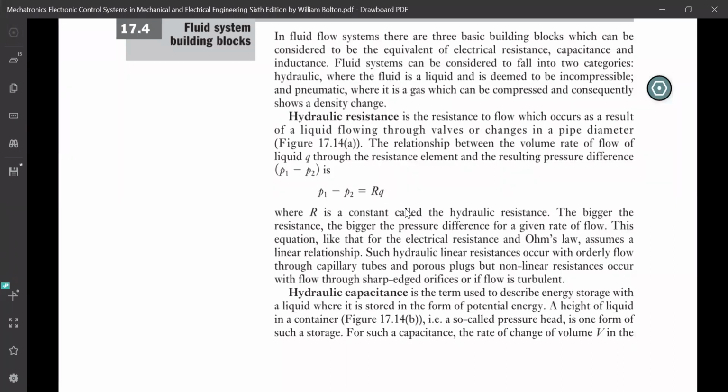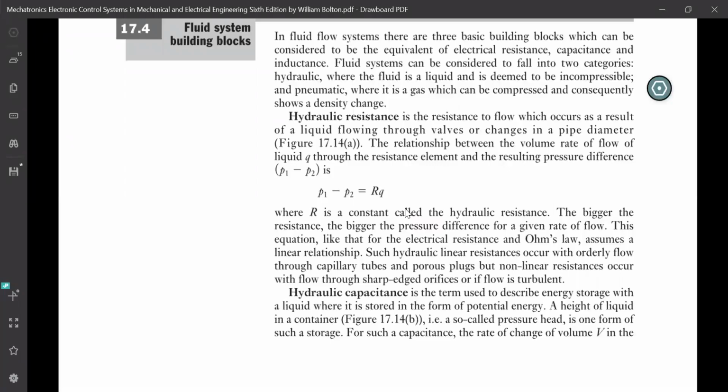A fluid system can be considered to fall into 2 categories: hydraulic, where the fluid is a liquid and is deemed to be incompressible, and pneumatic, where it is a gas which can be compressed and consequently shows a density change. So that is the difference with this fluid system as compared to the previous systems that we have discussed, like the mass system and the electrical system. This fluid system is somewhat different, because over here the fluid behaves differently when it is a liquid or when it is a gas. We'll be discussing that as we go through this topic of fluid system building blocks.